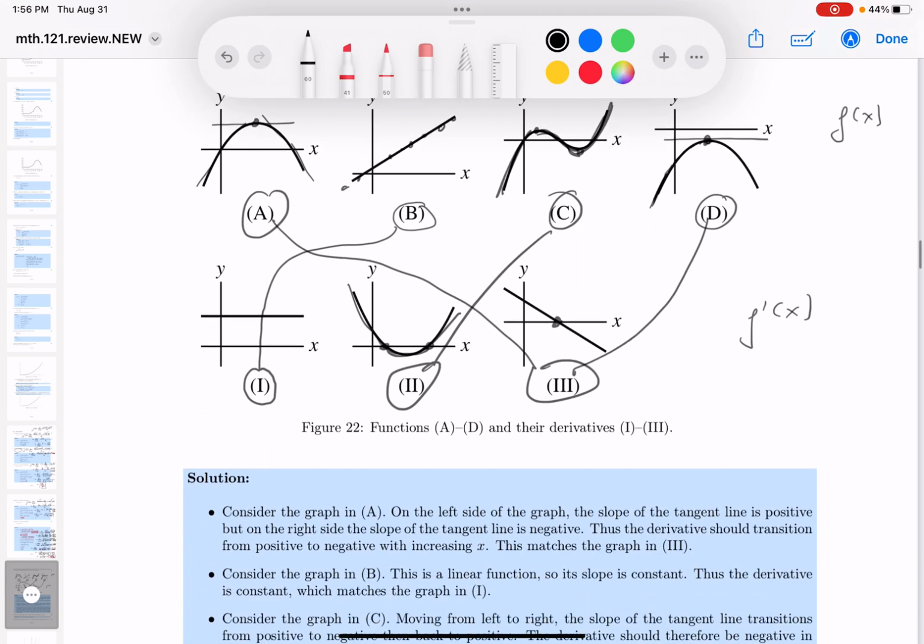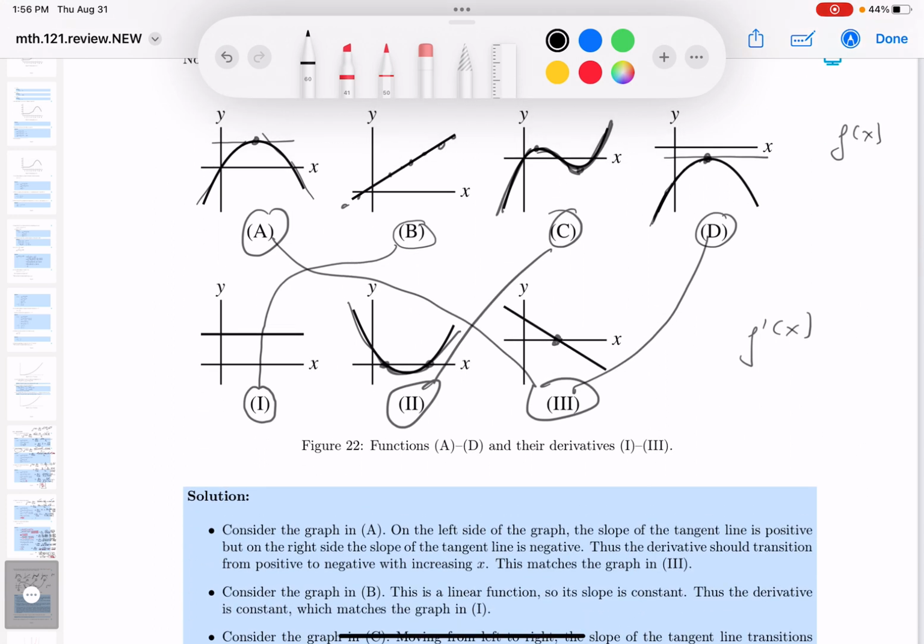All right, let's write this down. Let's see what I said. A goes to 3. Let me make sure I said that right. Yeah, I see that. And what else? D goes to 3. So D and A go to 3. What did I say? B goes to Roman numeral 1. All right? And what did I say C goes to? Again, we have to account for A, B, C, and D. And I'm almost there. C goes to 2.